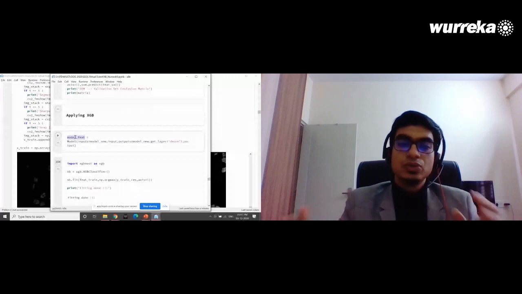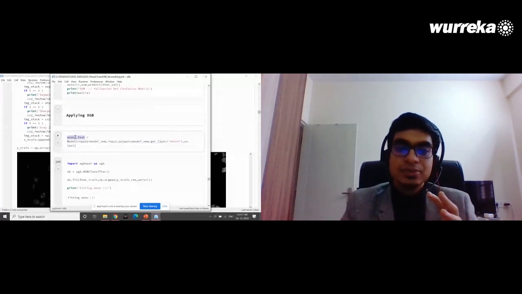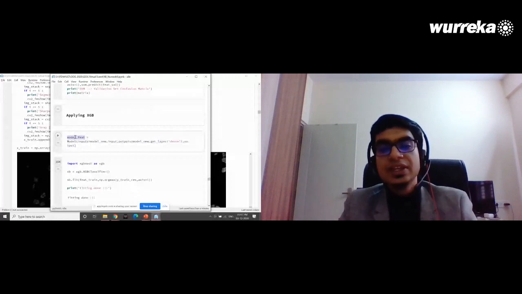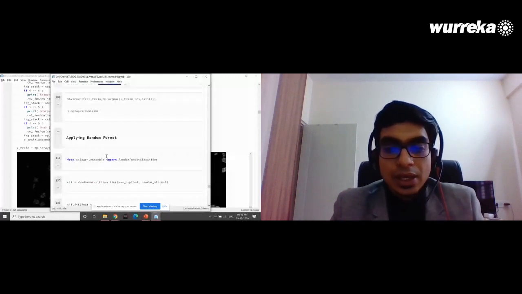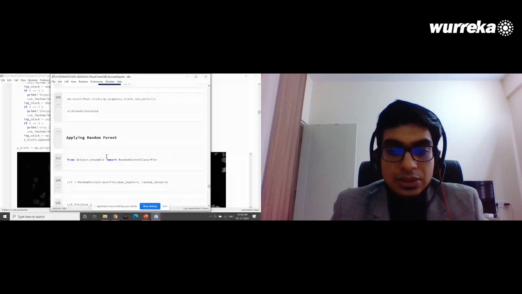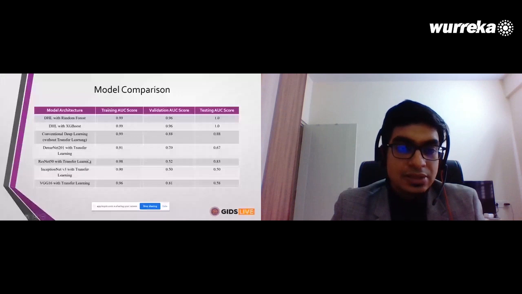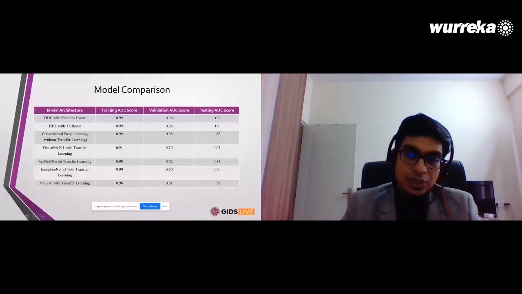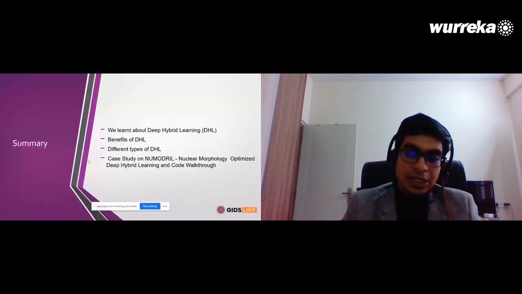But at the same time, if someone wants to try something like a stacked model, or a combination model of different algorithms, even that works really well. Okay, so going back to the presentation. Yeah, so that's mostly it. And we saw even from the case study results that deep hybrid learning is quite effective, especially in cases where transfer learning did not work well.